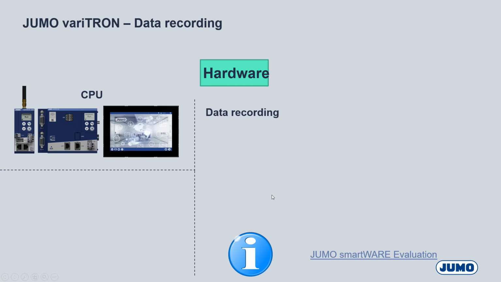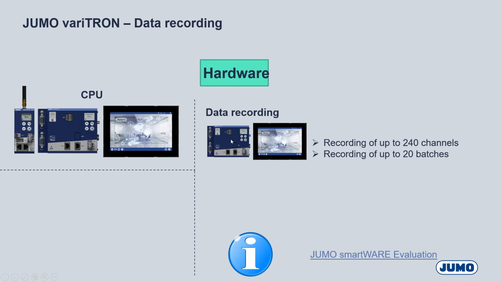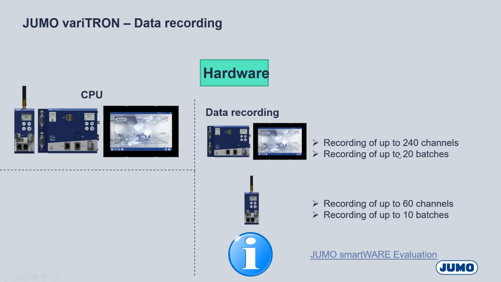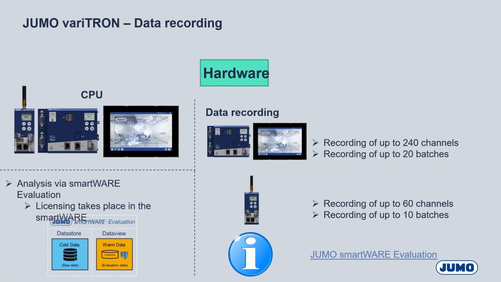Another point is the data recording. More information for the analyzers we can find in the help center by the JUMO smartWARE evaluation. And with the variTRON 500 or 500 touch, we can record in the background up to 240 channels or 20 batches. And with the small browser, up to 60 channels or 10 batches. And also there, the whole licensing takes place in the smartWARE evaluation.